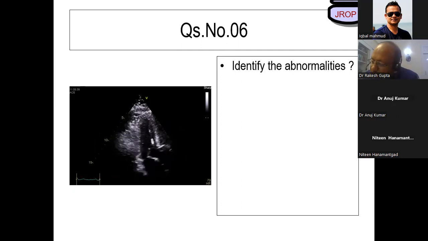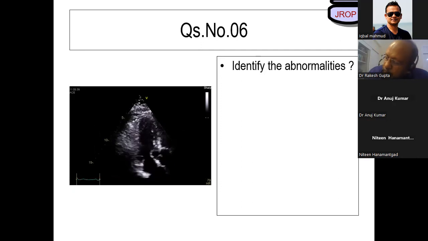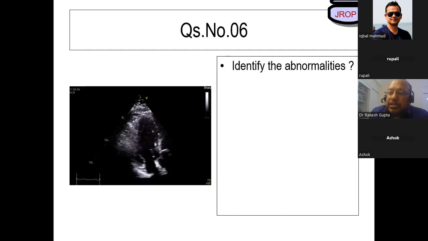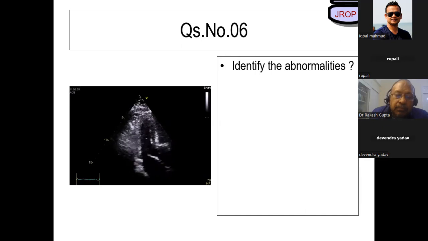Dr. Devendra Pratap Yadav, Varanasi. Dr. Yadav? Yes, sir. Tell me what is the abnormality in this patient? Ashok? Yes, sir. I'm asking for Dr. Devendra. Tell me what is abnormal in this patient? Please tell Devendra.